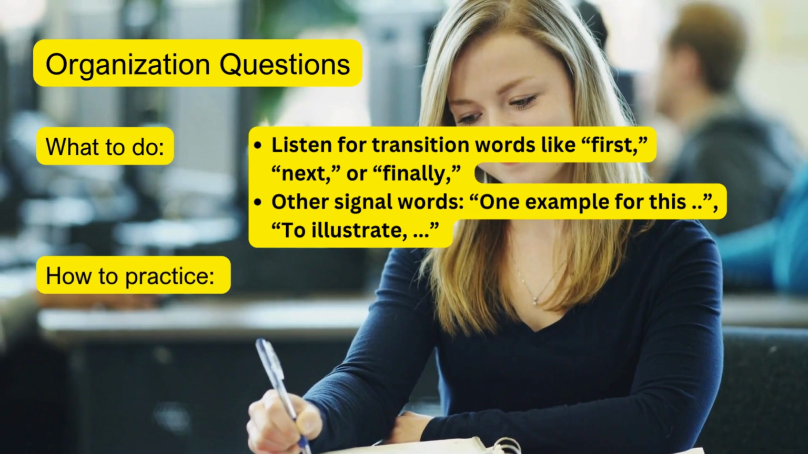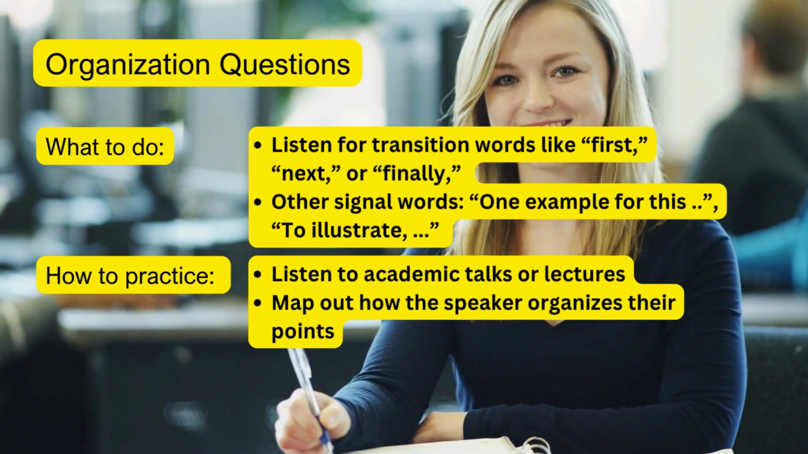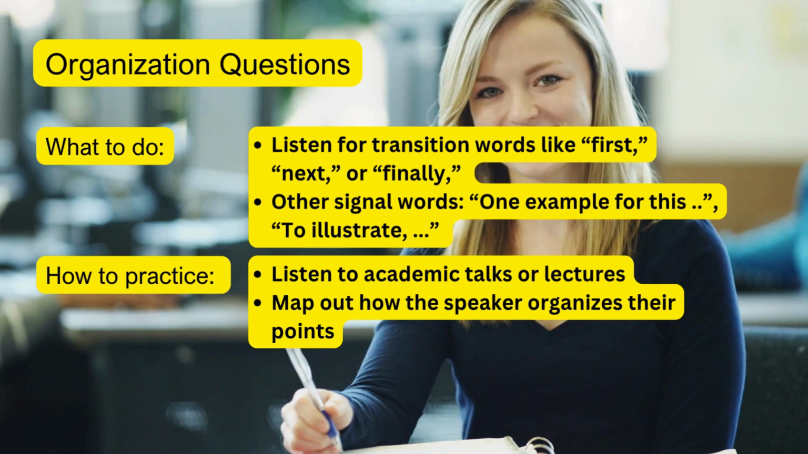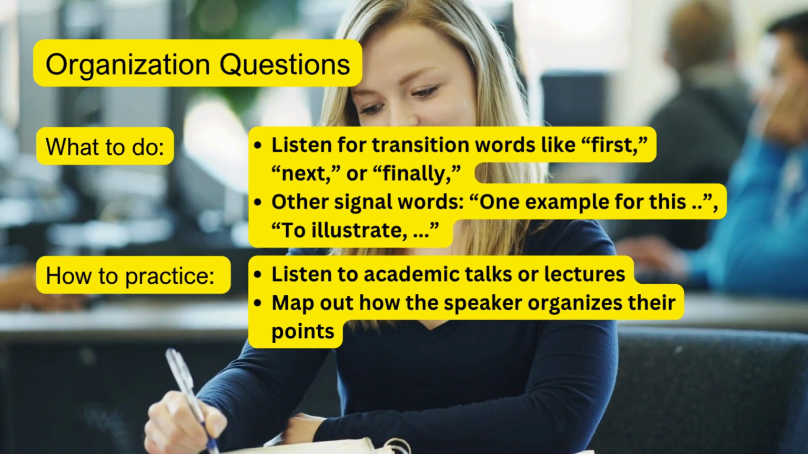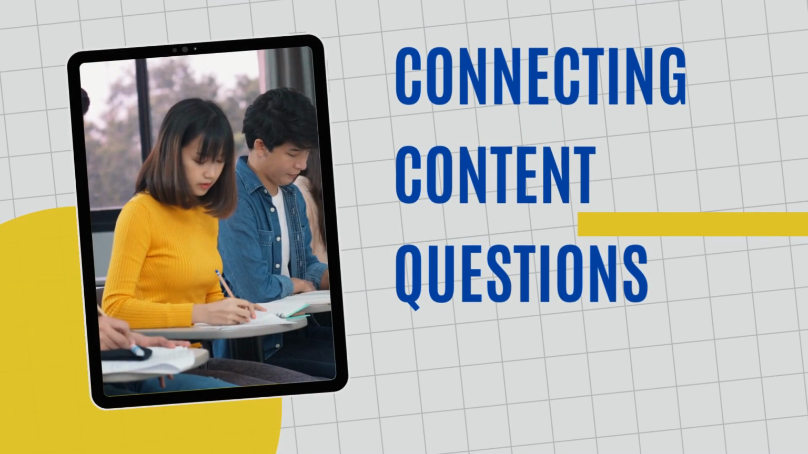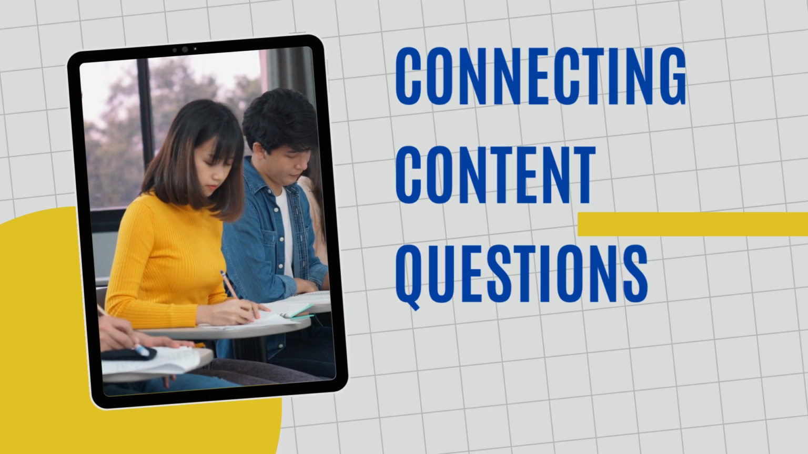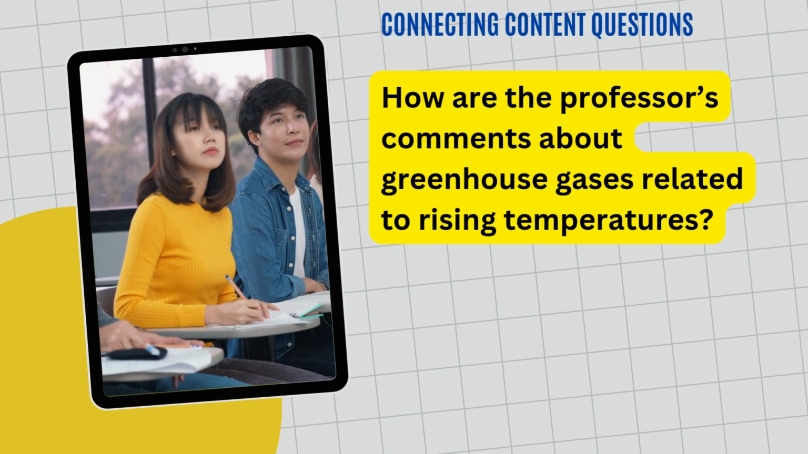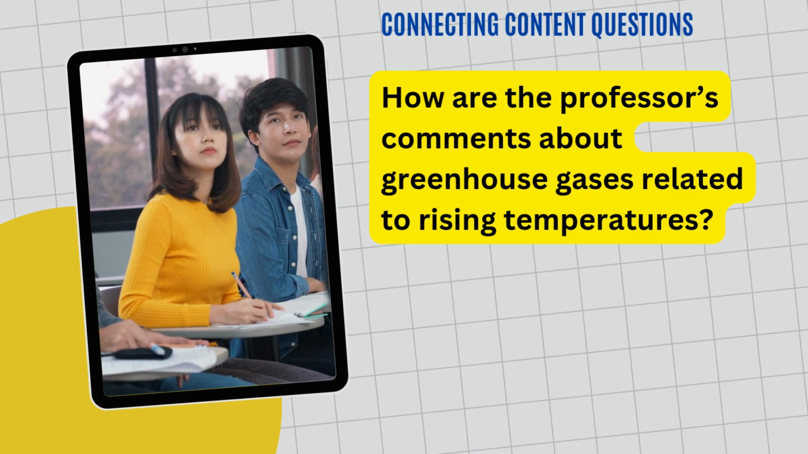How to practice. Listen to academic talks or lectures. Map out how the speaker organizes their points and how different pieces of information contribute to the overall structure. Connecting content questions. The question might sound like, how are the professor's comments about greenhouse gases related to rising temperatures?